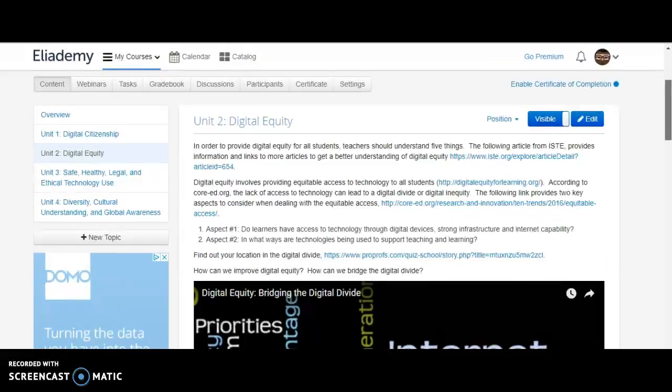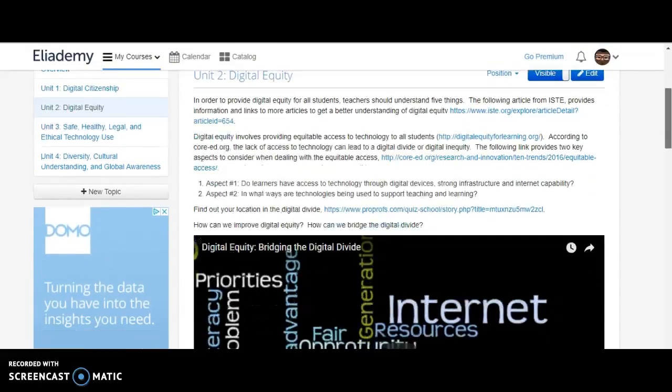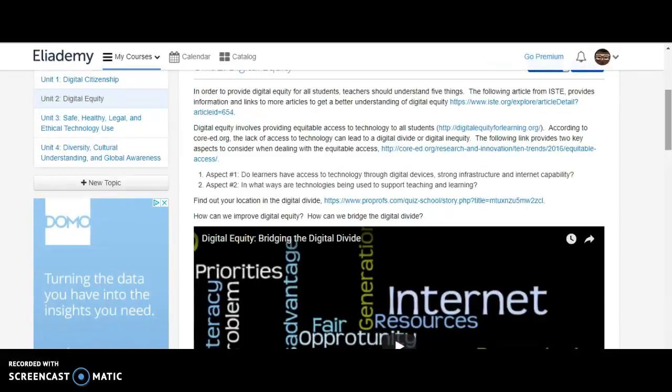All right, digital equity involves providing equitable access to technology to all students. According to coreed.org, the lack of access to technology can lead to a digital divide or digital inequity. You can have this large gap that divides students even further when dealing with academics. They can feel like they have less than what their peers have, and that can sometimes lower their self-esteem and things of that nature.